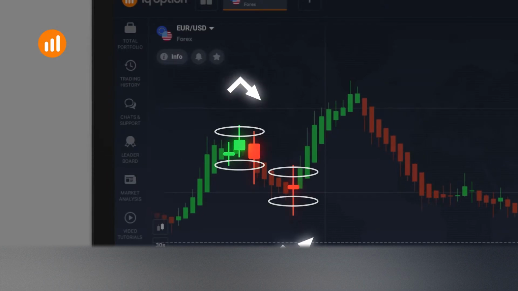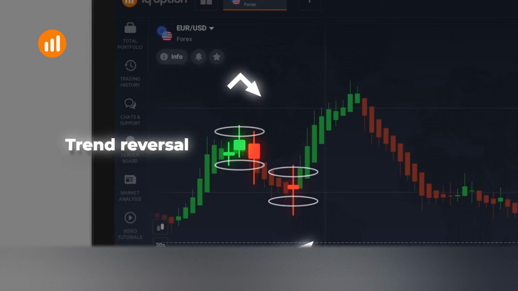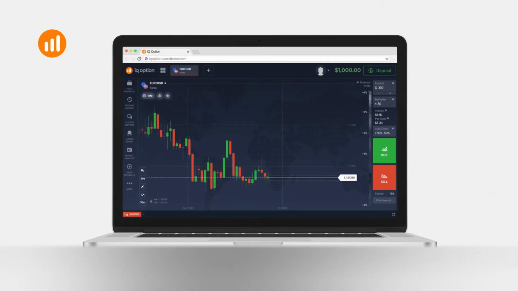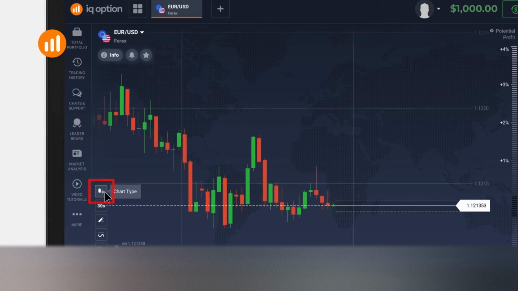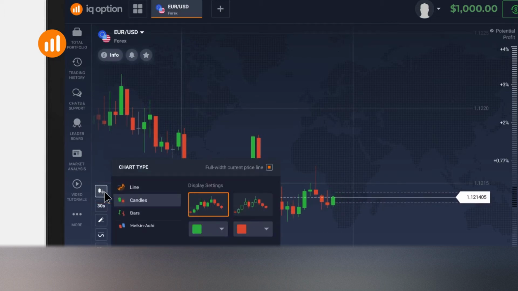The emergence of candles with small bodies and upper or lower wicks may signify a trend reversal. To activate the Heikin Ashi chart on the iqoption platform, click Chart Type in the left lower panel of the trade room and select Heikin Ashi.